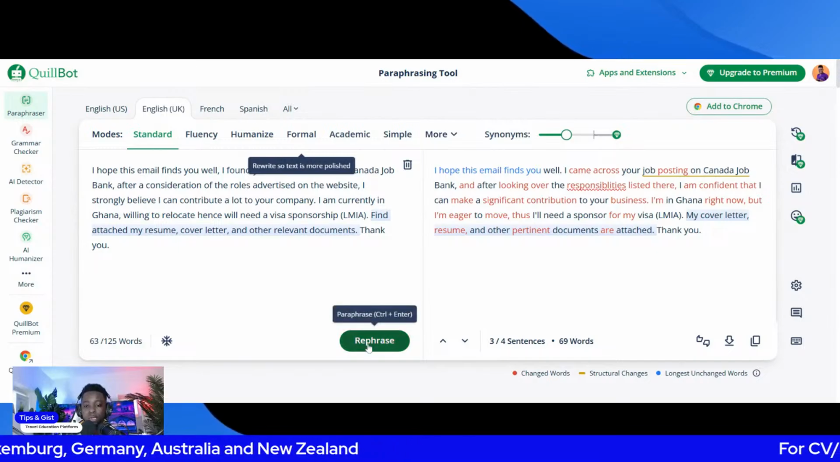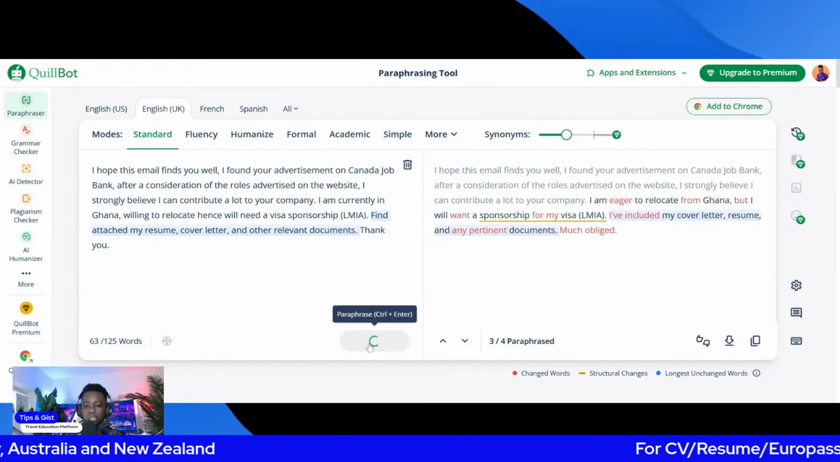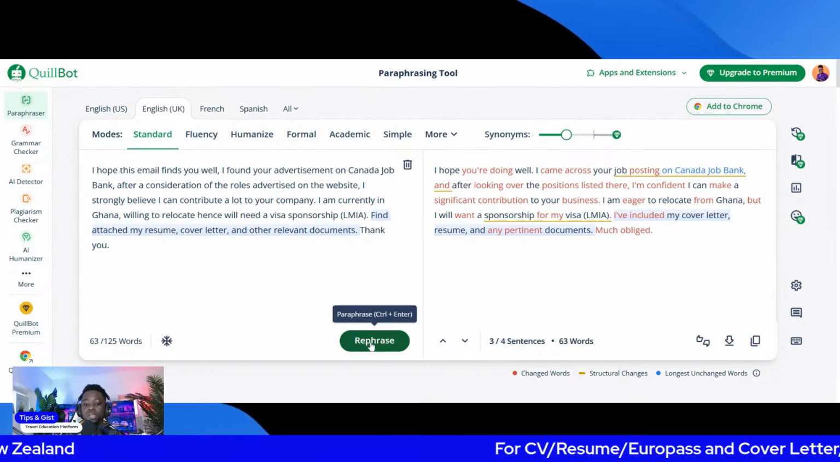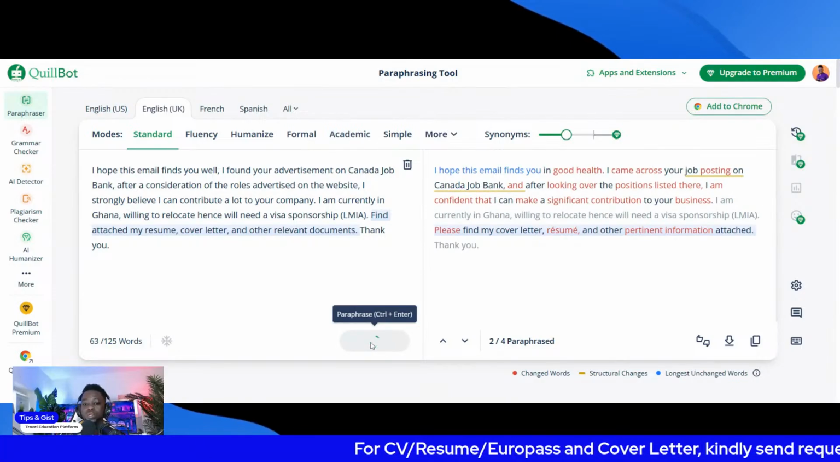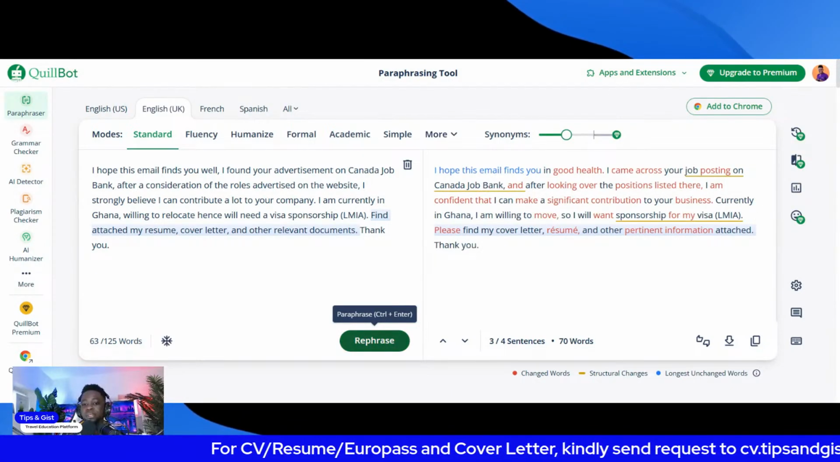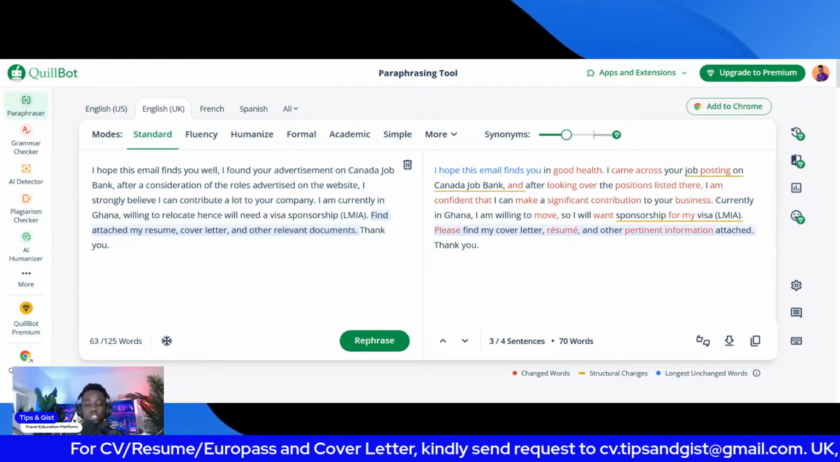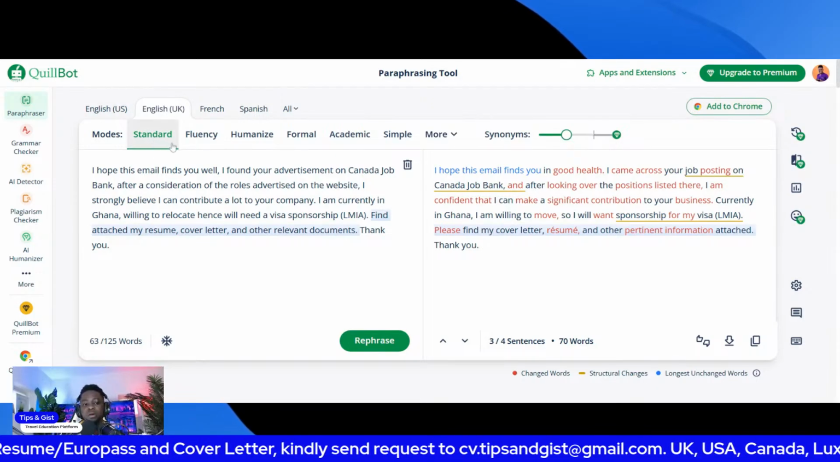So if you don't want this, you click rephrase, it will rewrite again. Another one, you can click here. So it can rewrite it about 10 times. So everybody can be changing theirs. Apart from that, they also have modes.